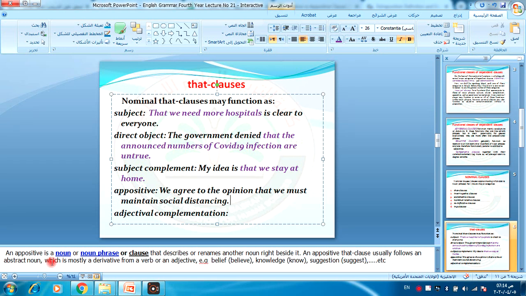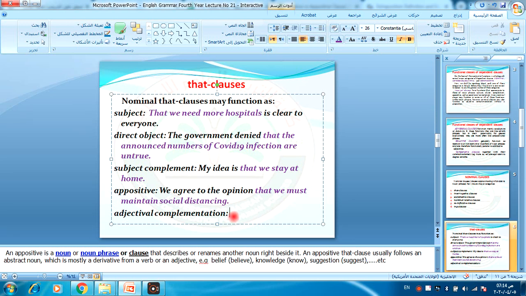So we agree to the opinion that we must maintain social distancing. So that we must maintain social distancing is the appositive that clause. Here it functions as what? As a description or a renaming of the noun beside it, which is opinion. Okay, opinion. So it is used as a description of opinion. What is the opinion? That we must maintain social distancing.